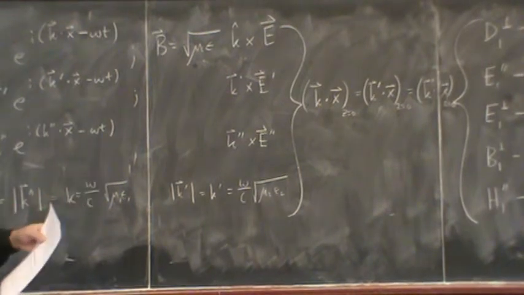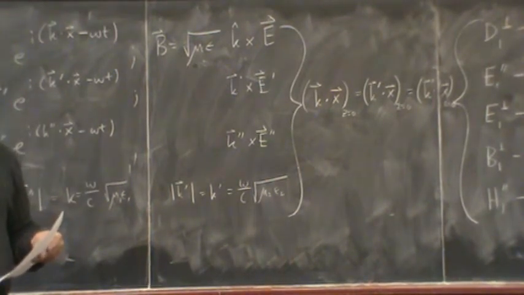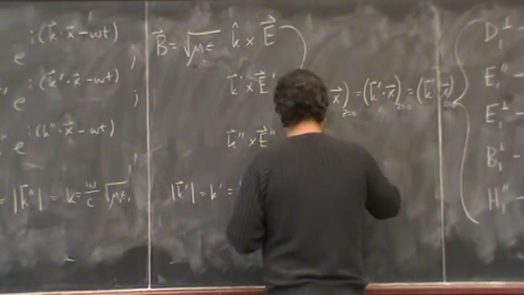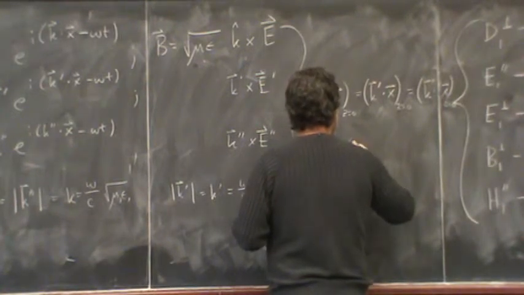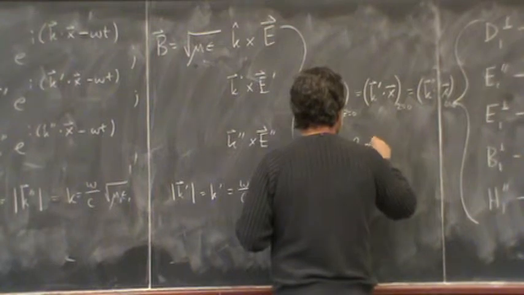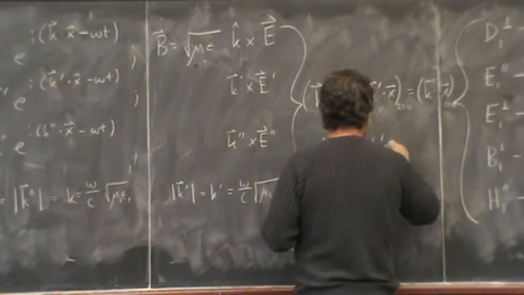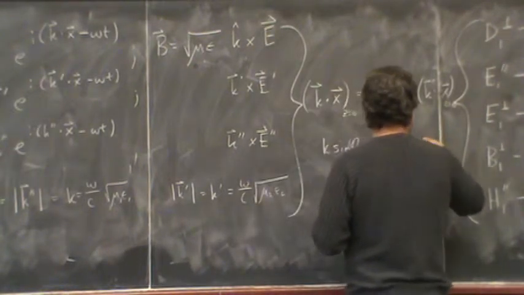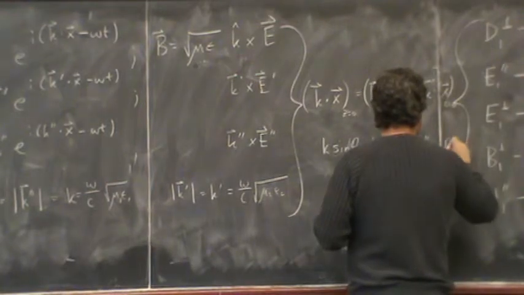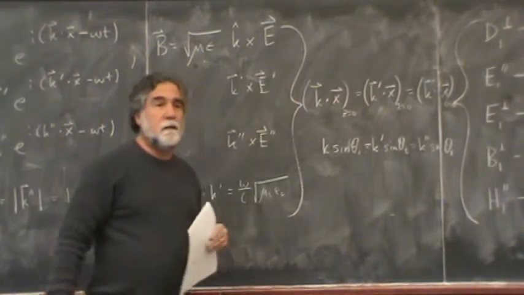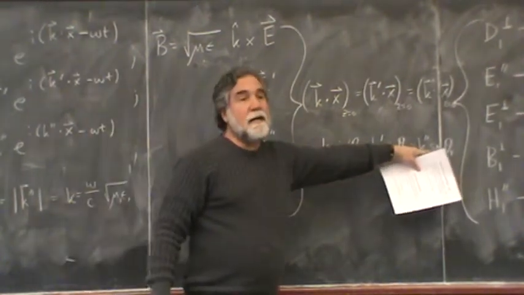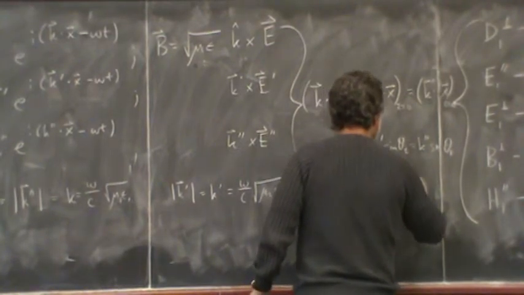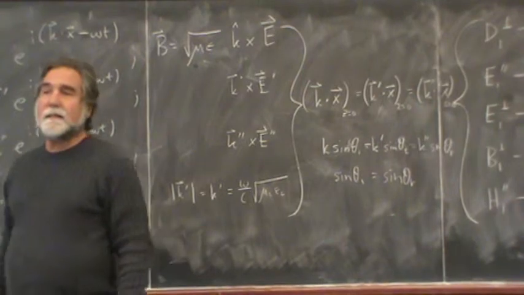It also demands that all 3 wave vectors must lie in a plane. And as a result, k sine theta incident equals k prime sine theta transmitted equals k double prime sine theta reflected. All right. These 2 k's are equal, so that says that sine theta incident is equal to sine theta reflected. Angle of incidence equals angle of reflection.